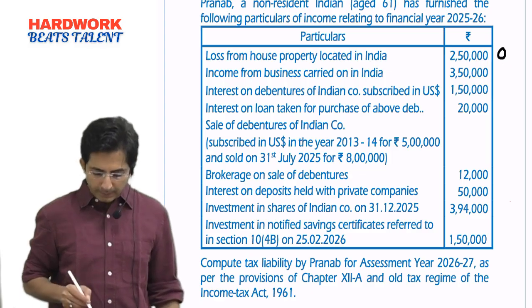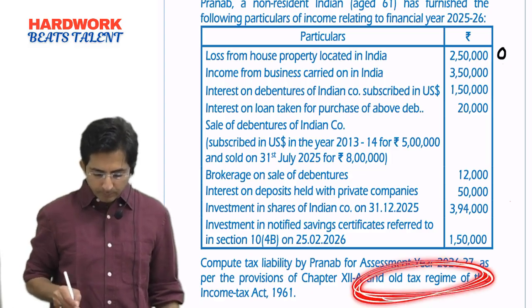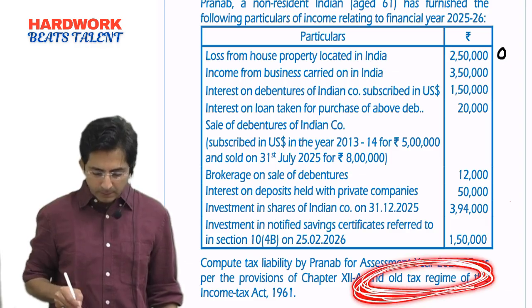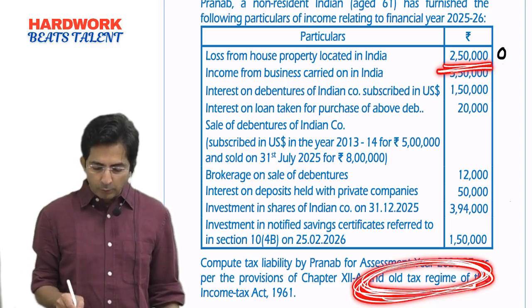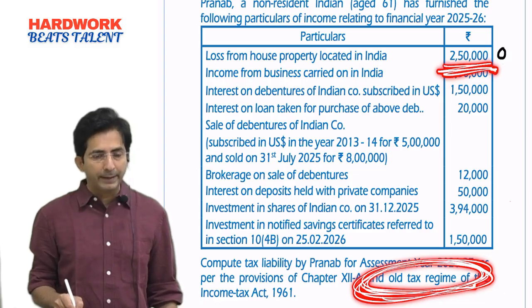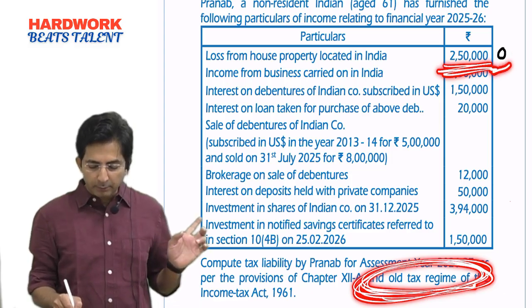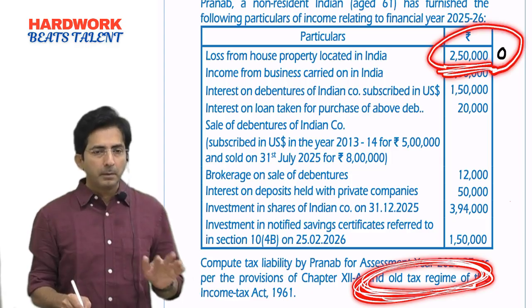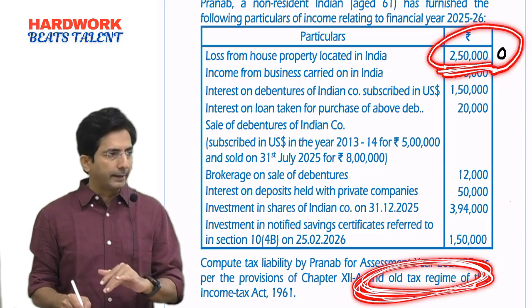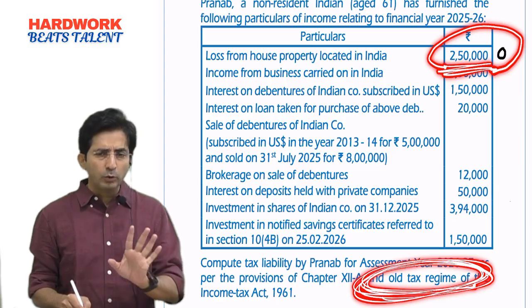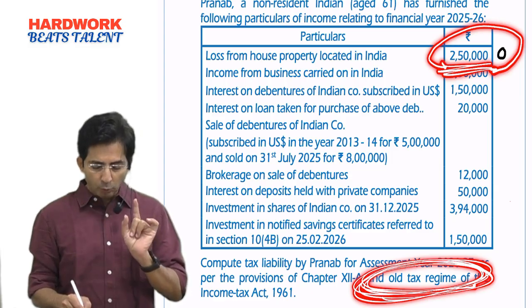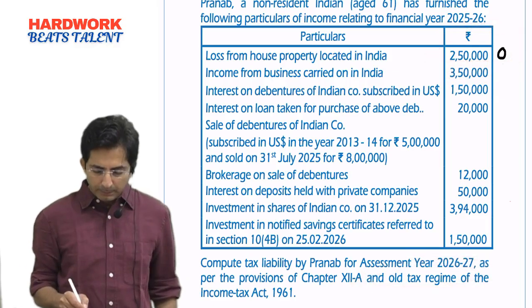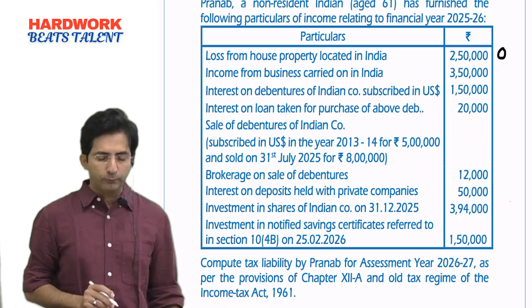So here we are under the old regime. We are following the old slab rate system. Then we can set off a loss of 2 lakhs with other head. Actually, in the question they have given a loss of 2,50,000. But up to 2 lakhs we can set off with other head. With any head you can set off, but only up to 2 lakhs. So how to do that set off I will explain. But keep in mind that this loss we will have to set off.